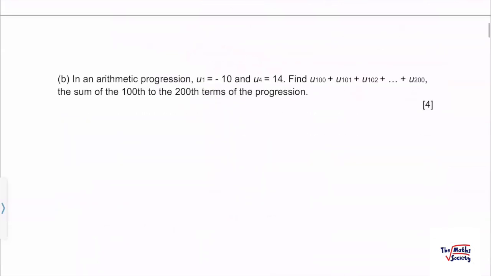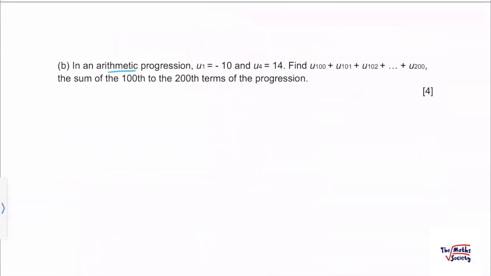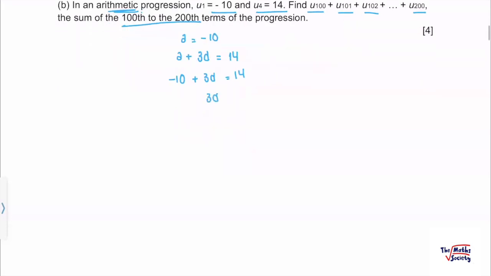And then we go to part B. It says this time it's an arithmetic progression. So it says U1 equals minus 10, U4 equals 14. Find the sum of the 100th to the 200th terms in the progression. So firstly, we know that a is going to equal minus 10, and then a plus 3d, because it's a plus n minus 1 d, equals 14. So you have minus 10 plus 3d equals 14. And then you have 3d equals 24, and d equals 8.